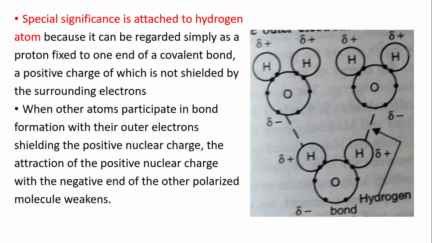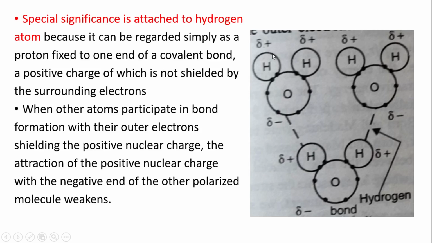Now let us see the properties of hydrogen bond. Before going towards the properties of hydrogen bond, let us look at the figure we will discuss here. Here we will find that 3 water molecules are shown. Now look at the single water molecule. You will find that oxygen is forming a bond, sharing electrons with two hydrogen atoms, and the shared pair of electrons is towards the oxygen side.